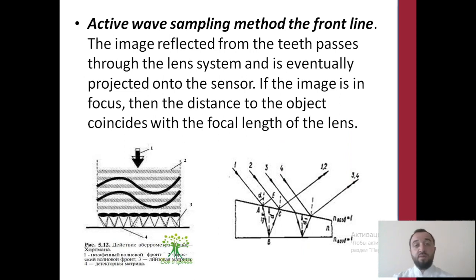Active wavefront sampling method. The image reflected from the object passes through the lens system and eventually is projected onto the sensor. If the image is in focus, then the distance of the object coincides with the focal length of the lens.